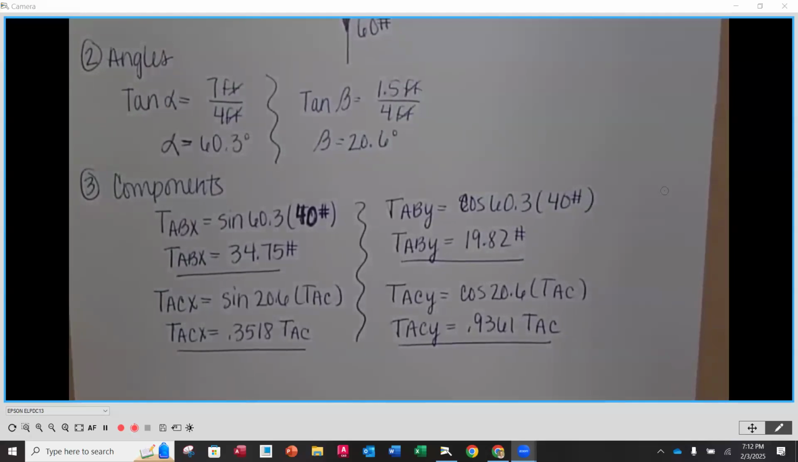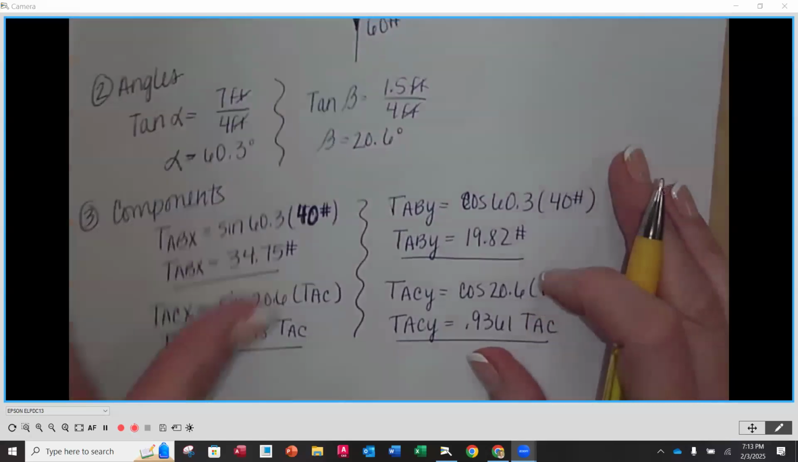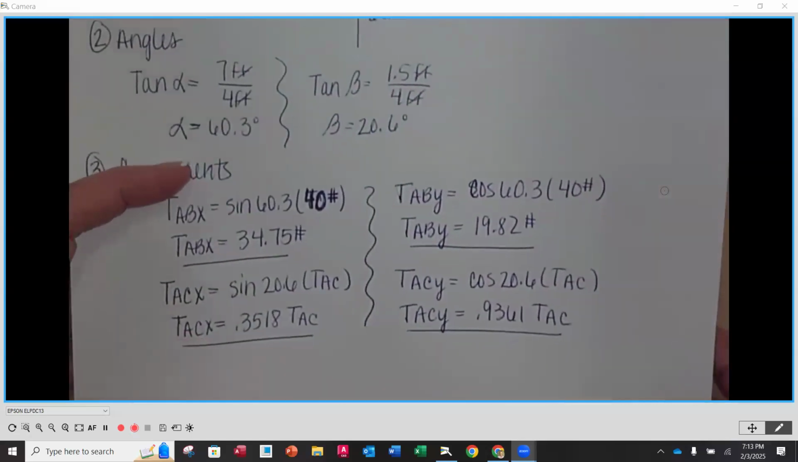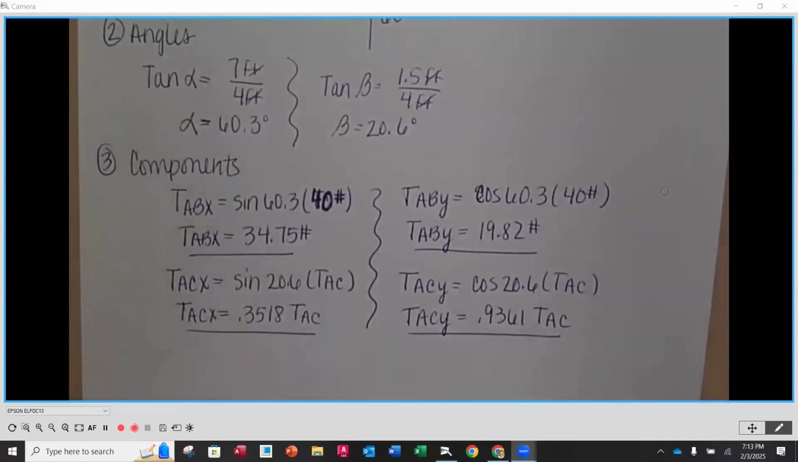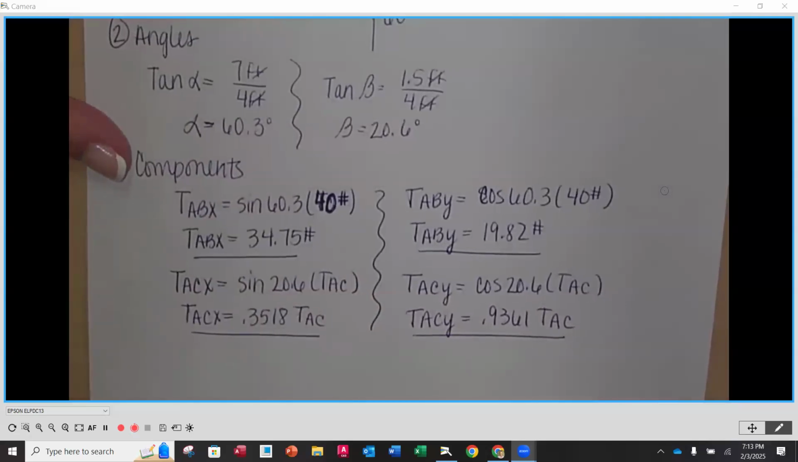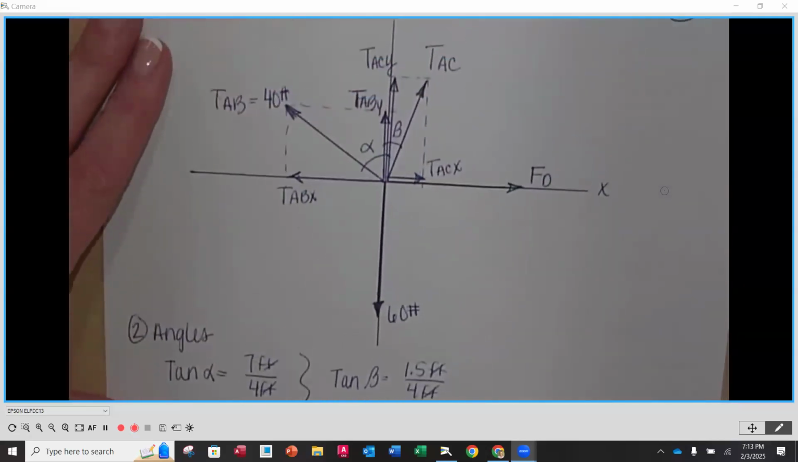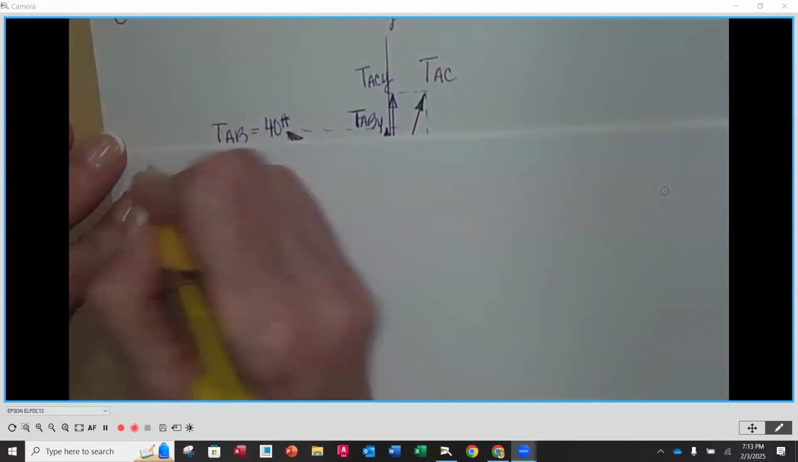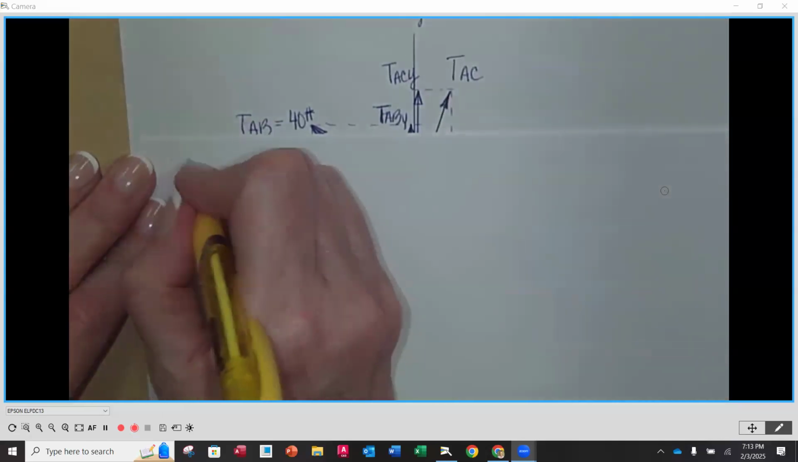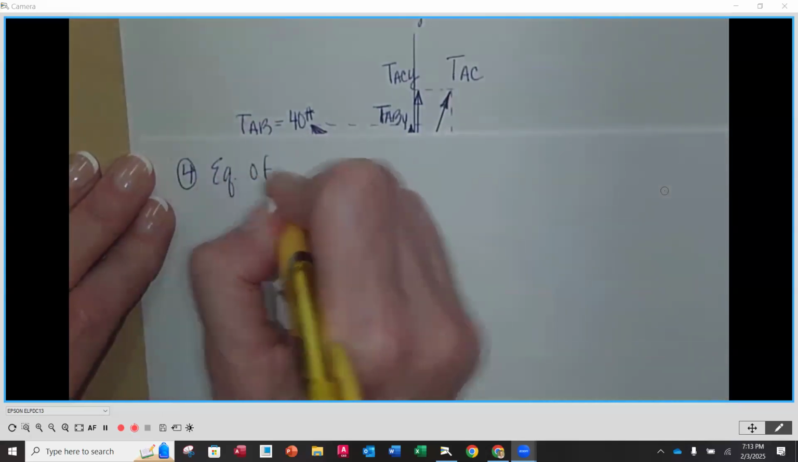All right. So once we have our components, we have everything on the X and Y axis, our next step will be using the equations of equilibrium to see if we can solve for anything, okay? So I'm going to go to my next page, and we are going to use our equations of equilibrium, and we're going to look at the diagram that we created, okay? So number 4. This is going to be equations of equilibrium.